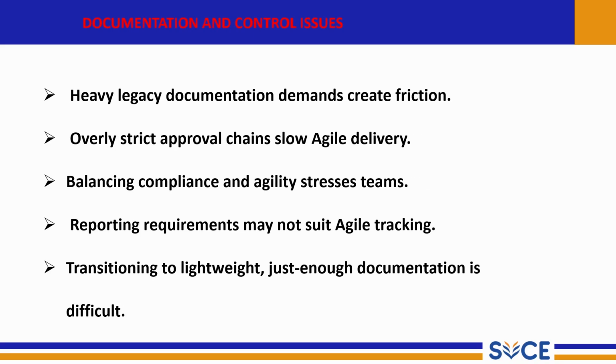In the next slide, we'll see documentation and control issues. Heavy legacy documentation demands create friction. Too much paperwork slows agile down. Overly strict approval chains slow agile delivery. Waiting for approval blocks progress. Balancing compliance and agility stresses teams. Teams struggle between rules and flexibility.